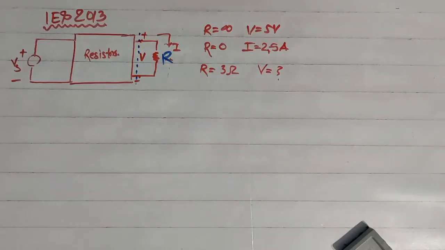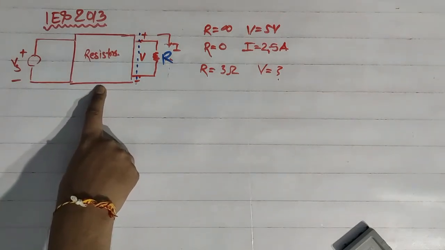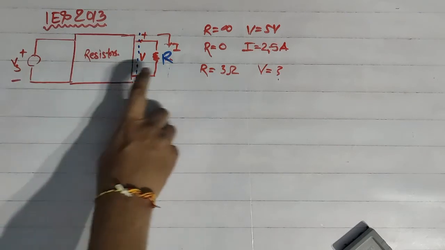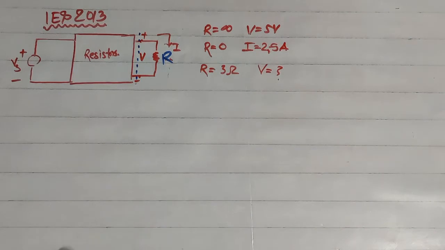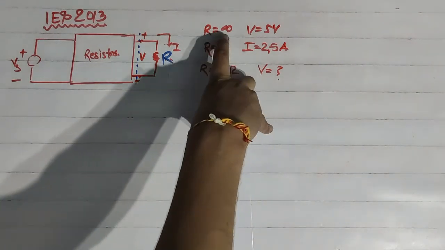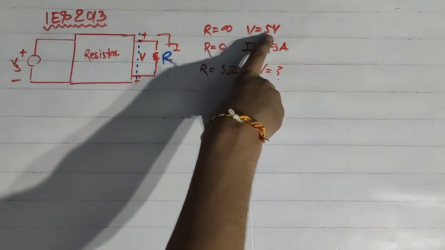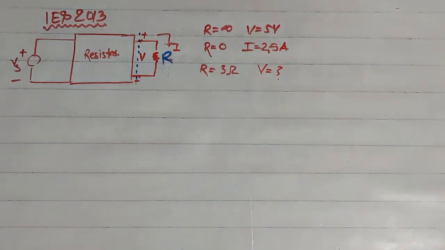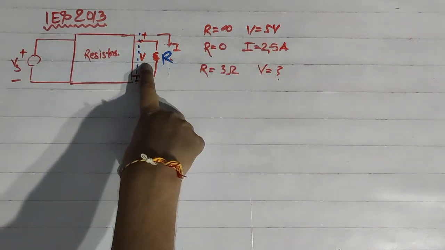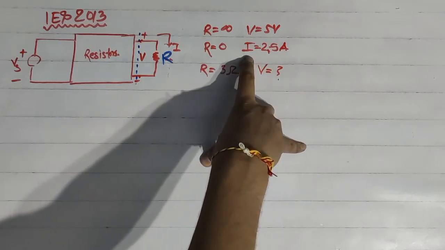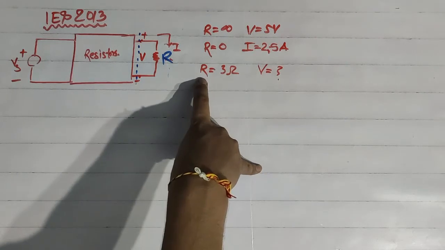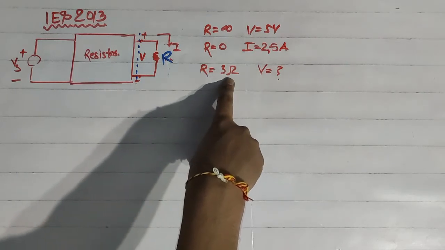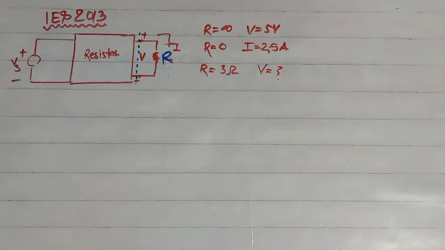Now see this question. In this question, this network is given and it is purely resistive. This is source voltage Vs, this is resistance R, and this is voltage V. Here it is given that when this resistance R is infinity, then voltage V is equal to 5 volt. When resistance is 0, then current through this resistor is equal to 2.5 ampere, and when resistance is equal to 3 ohm, then we have to find what is the voltage across this resistance.